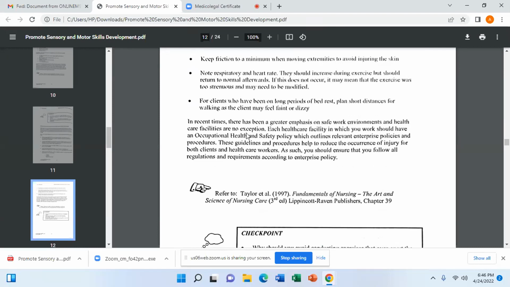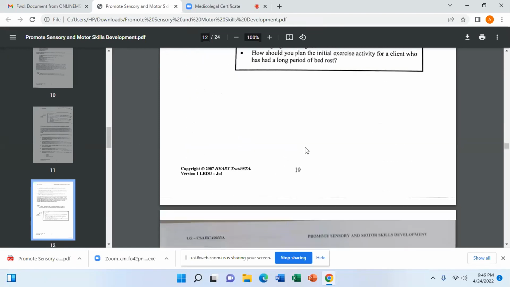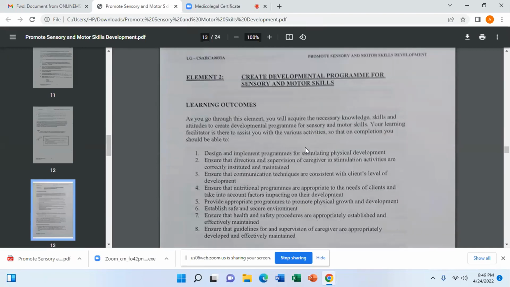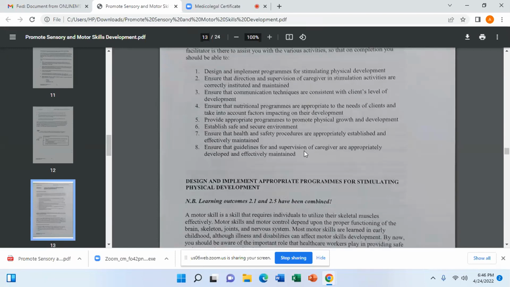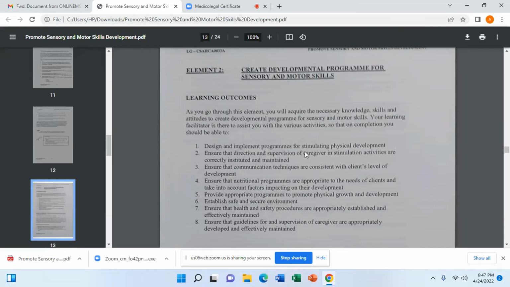Okay? And it says here, each healthcare facility in which you work should have an occupational health and safety policy which outlines relevant enterprise policies and procedures. And you should ensure that you follow all the regulations and the policies and procedures. So if you start working at a healthcare facility, make sure you read through the policies and procedures before you actually go ahead and start working so you can know exactly what you're going into.